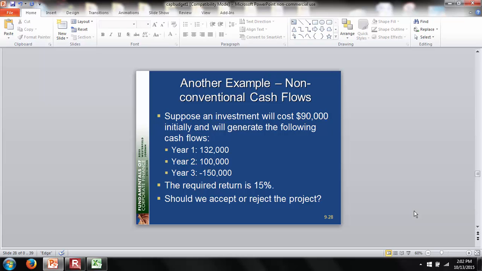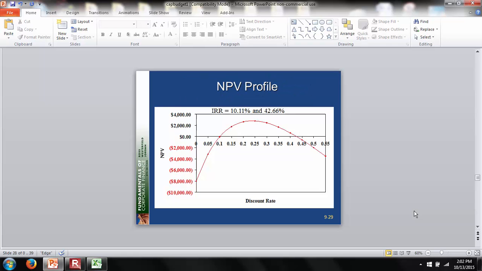Year 1, 132, year 2, 100,000, year 3, minus 150. The required return is 15%. Should we accept or reject the project?